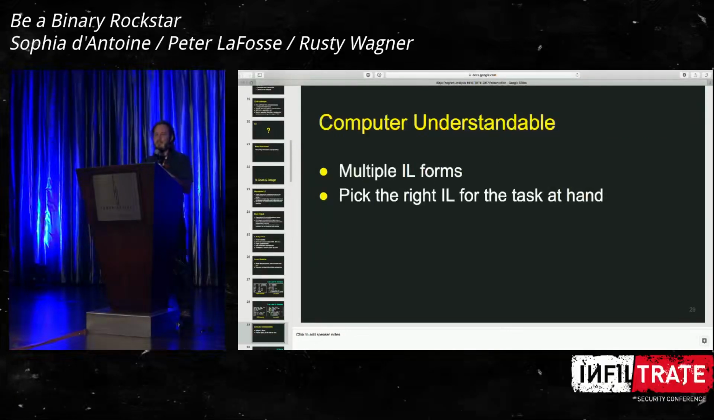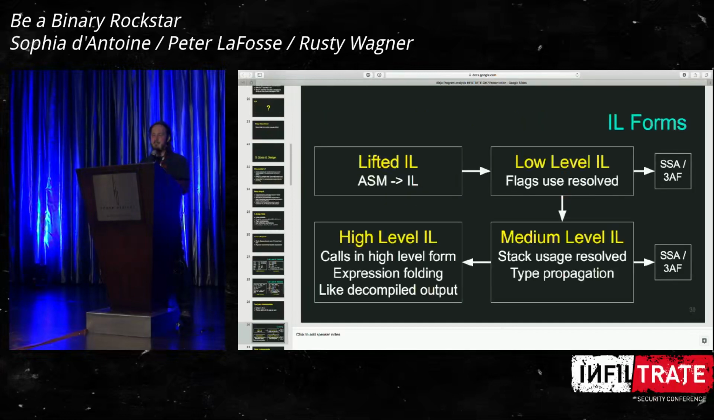So we have multiple IL forms, as I hinted out earlier. And if you're writing an algorithm to analyze the IL, you can pick the right IL for the job. If you're doing low-level type queries, like what does the stack pointer look like, you can do it on a lower level form. And here's the different ILs that we have.